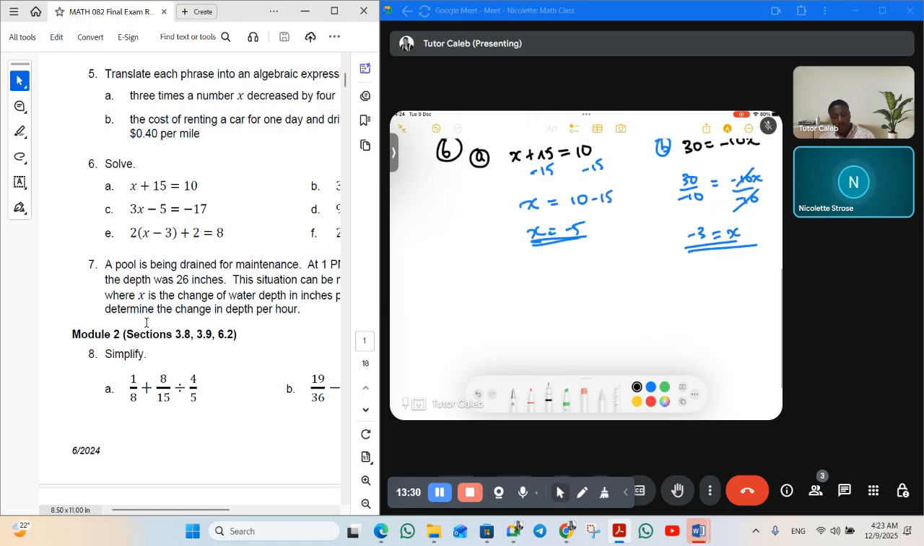3x minus 5 equals negative 17. So the first thing we do is add 5 on both sides.